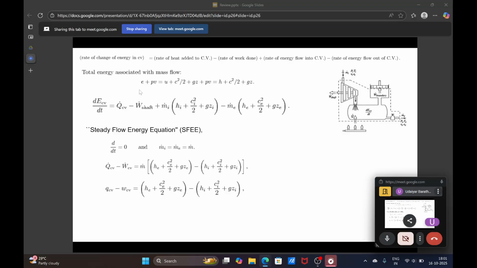In the case of the steady flow energy equation, we assume that this does not vary with respect to time, so the time-dependent terms vanish. That is, dE_CV by dt becomes 0, and what we get is Q minus W equals mass times the enthalpy and kinetic and potential energy difference between the inlet streams and the outlet streams.